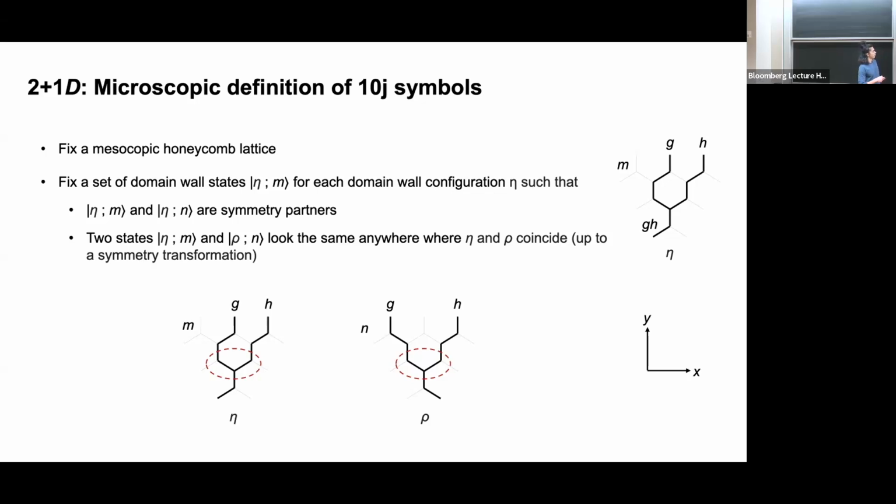We also place similar requirements on the choice of domain wall states. So in particular, if 2 domain wall states have the same domain wall configuration, but a different group element, then they must be symmetry partners. Moreover, we require that any two domain wall states that have the same domain wall configuration within some particular region must look the same within that region up to a symmetry transformation. And that's an analogous requirement to the one that we had in the 1+1 case. So we define domain wall states with these requirements in mind.